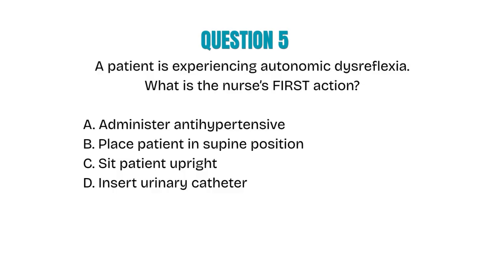Question 5. A patient is experiencing autonomic dysreflexia. What is the nurse's first action? A. Administer antihypertensive. B. Place patient in supine position. C. Sit patient upright. D. Insert urinary catheter.